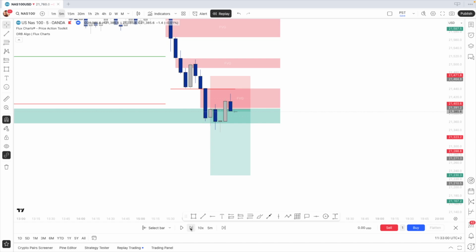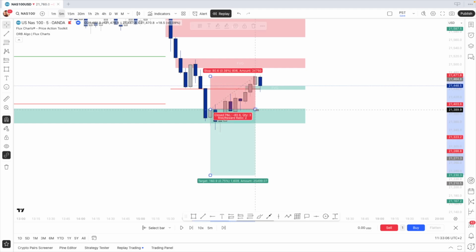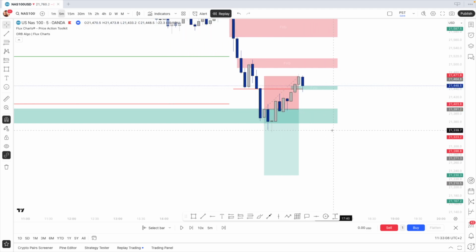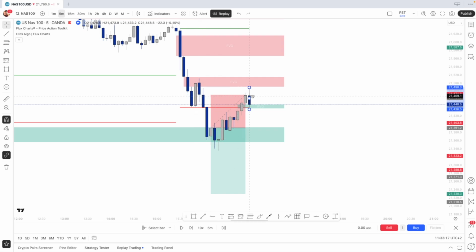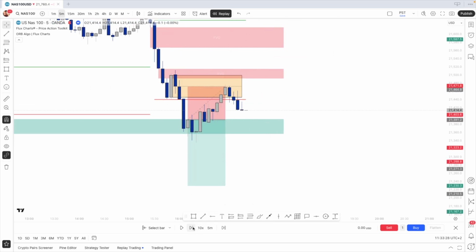Let's see what happens. Price came a little bit back. And we got stopped out right over there. So that's a losing trade. As you can see, there's not a big push. We have a nice 5-minute order block right over here. See what happens.